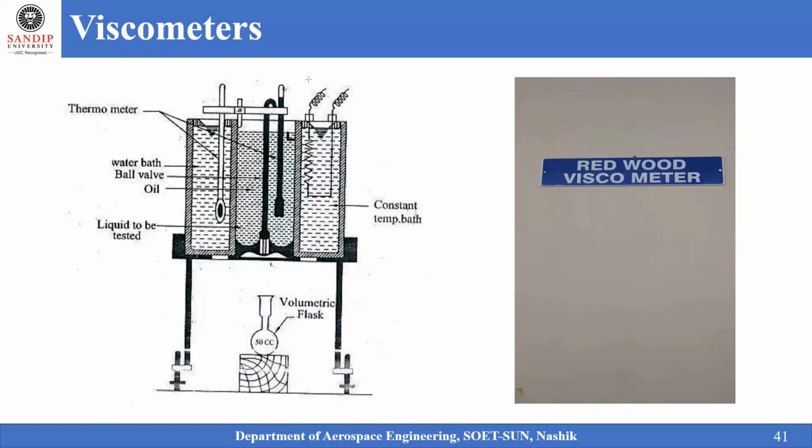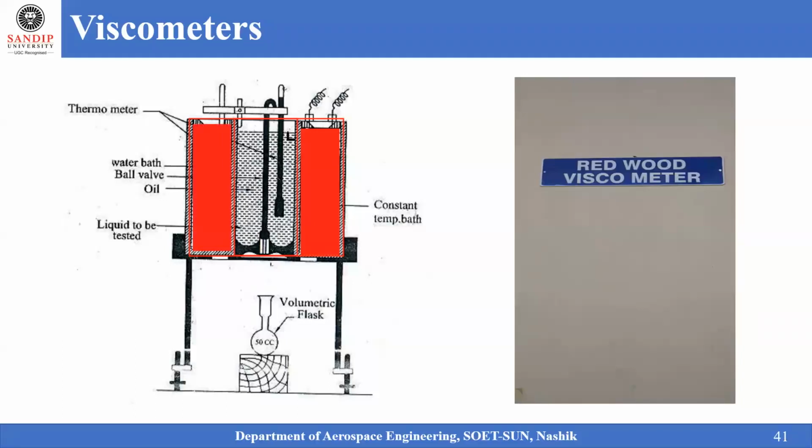As far as the construction is concerned, we have a cylindrical flask with a partition in it. That means we have two concentric cylinders inside the Redwood viscometer, the outer one and the inner one. The outer diameter is larger and the inner diameter is smaller. The outer flask is filled with water, which I am hatching with red color.